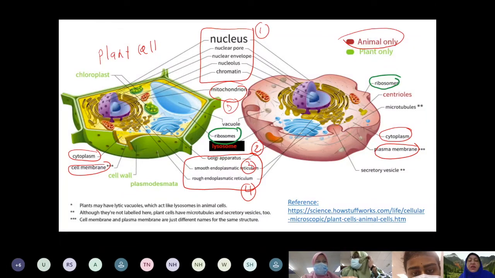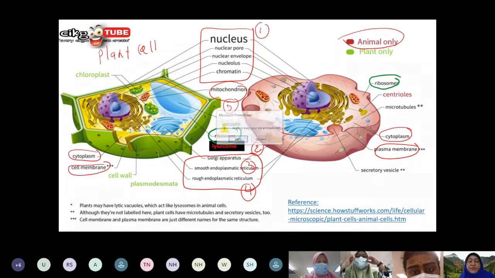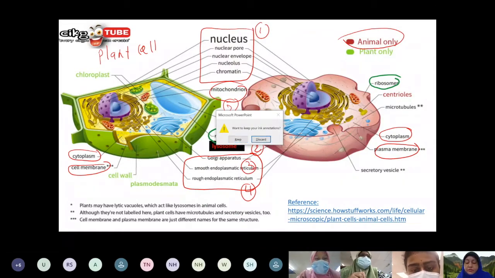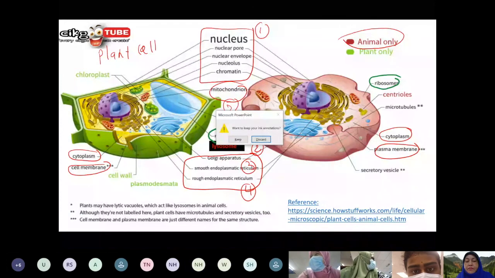Now from this diagram, let's try to answer the question. Do you have any question, class, so far? No? Anyone respond, teacher? No, madam. No, madam. Okay.